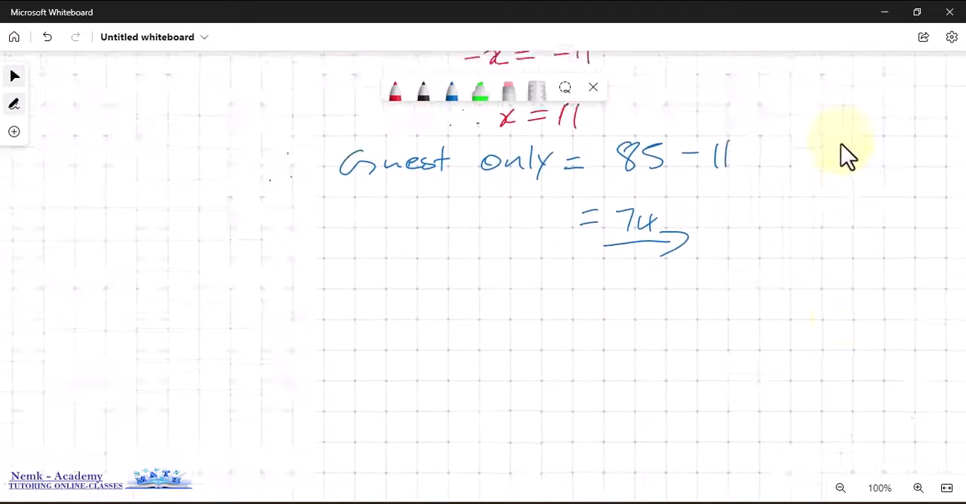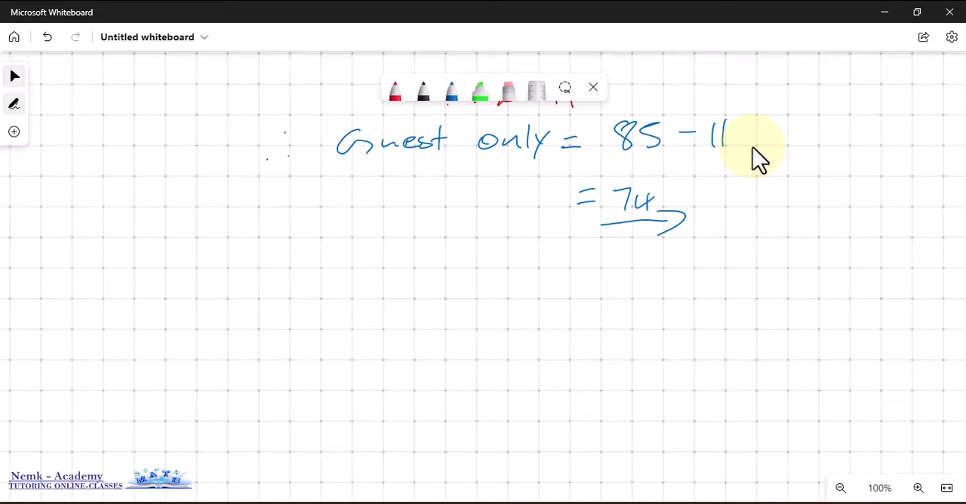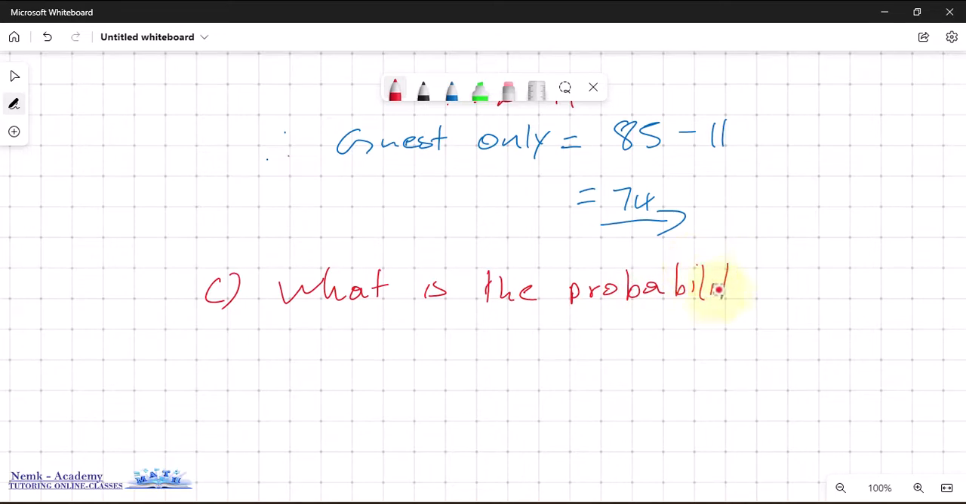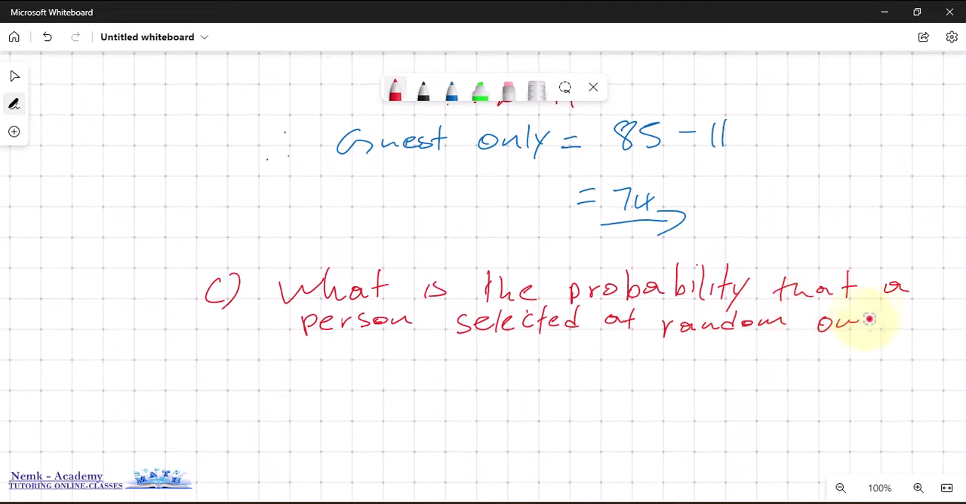Let's move to the next question, number C. We are almost there. This is our second last question. Number C, let's see. What is the probability that a person selected at random owns only one of the brands?